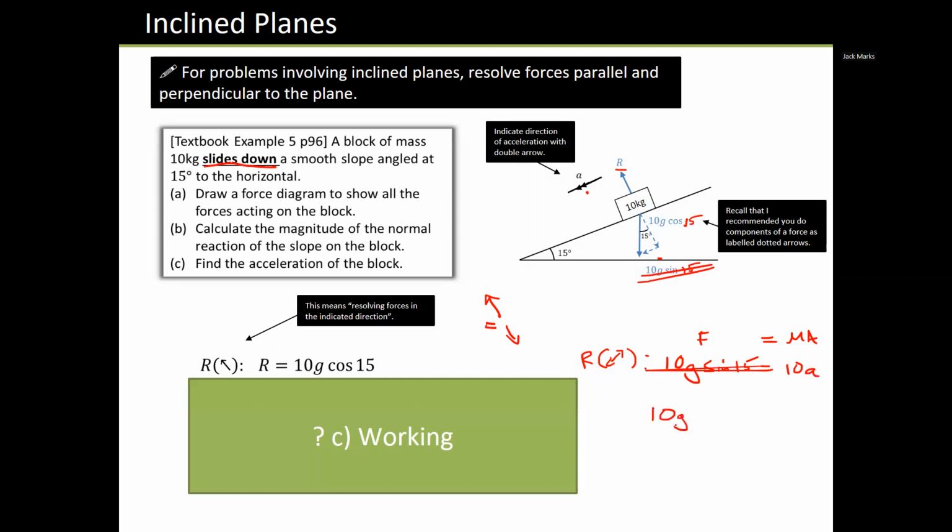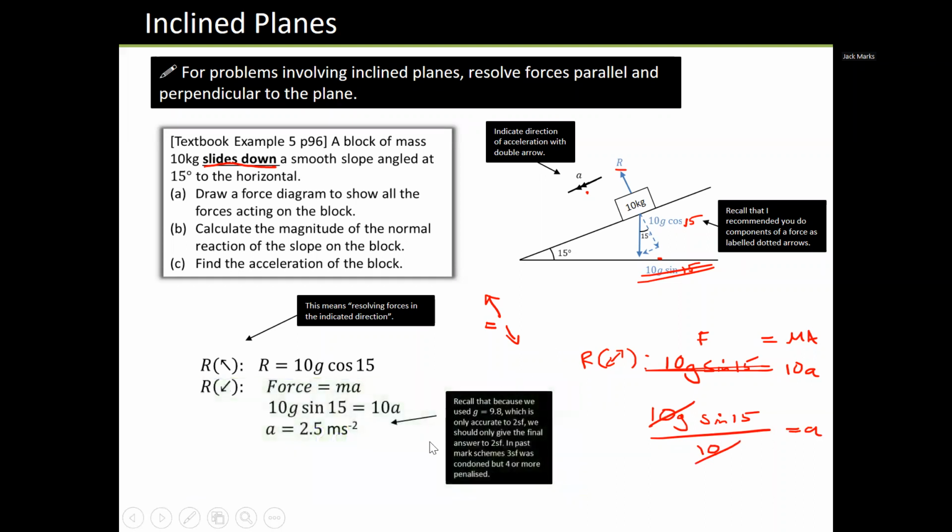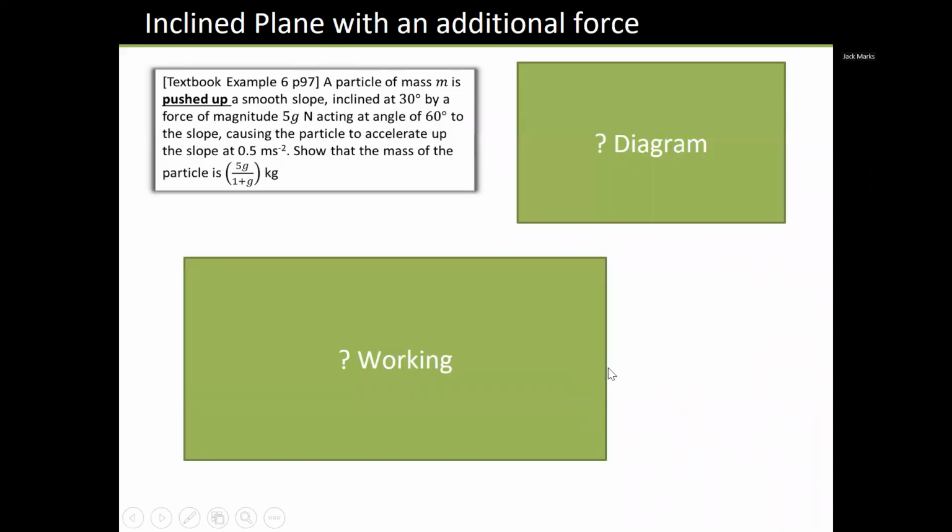So what you need to do then is you need to do 10g sine 15 divided by 10. And that's going to give you your acceleration, which is just g sine 15, or 2.5. So that's pretty standard what's just happened in that question, that you have the perpendicular resultant being 0, and you have the parallel part being a bit more interesting. In this case, there was an acceleration.